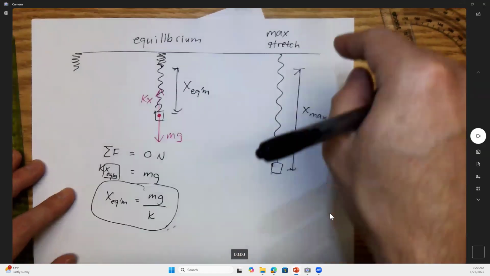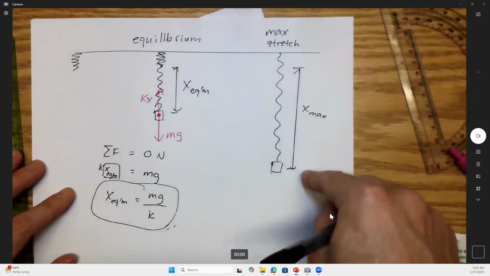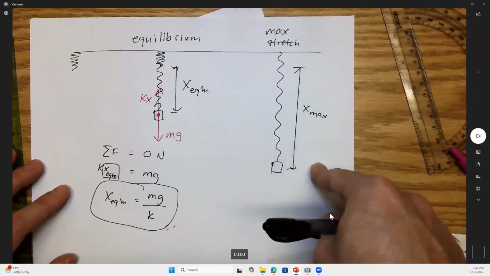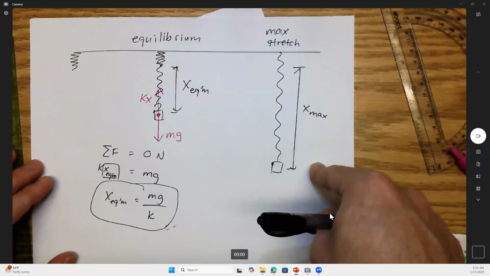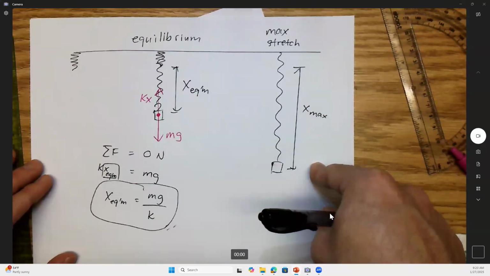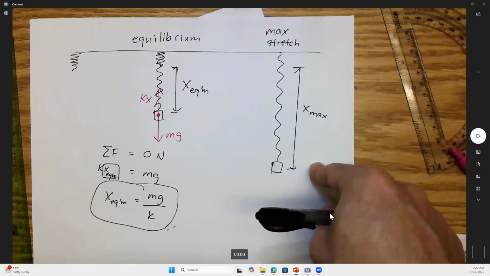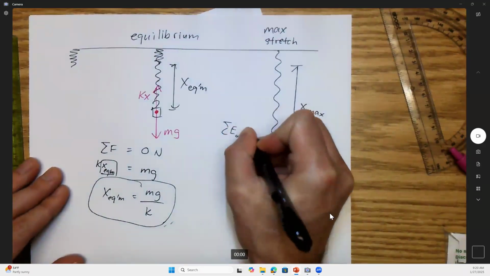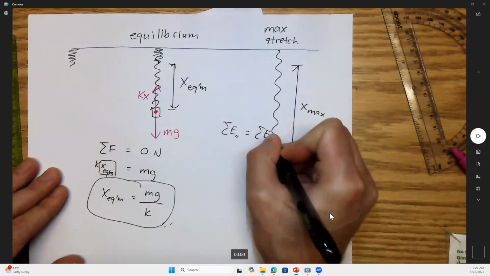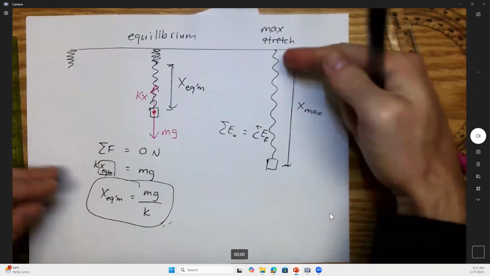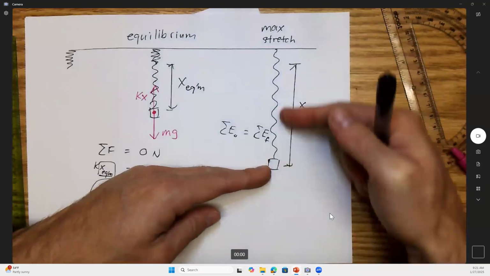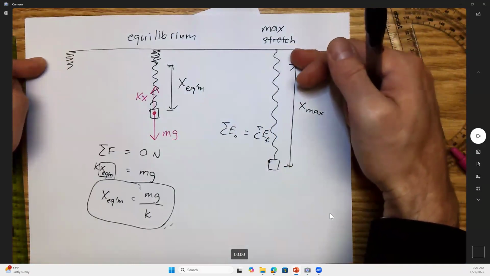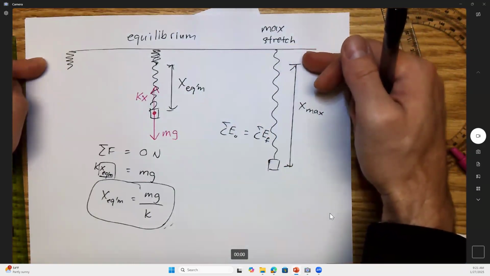Now the maximal stretch point: let it go, it falls all the way down to something, and then oscillates back and forth. What do you think the physics framework is for this? It's not force equilibrium. What is it? Energy. Yes, it is conservation of energy. So let's set up sum of energy at the top equals sum of energy at the bottom. At the very top, it has what type of energy? Gravitational potential energy.